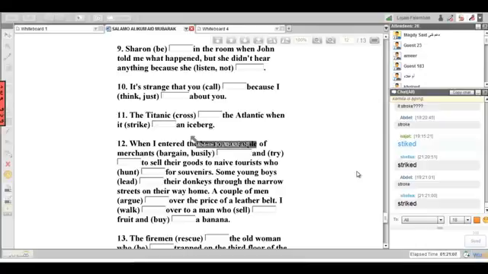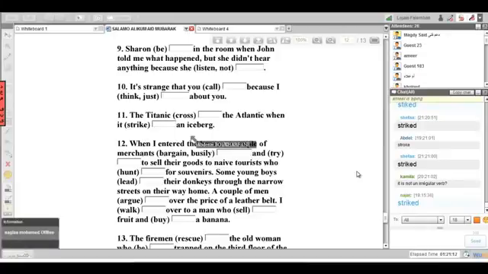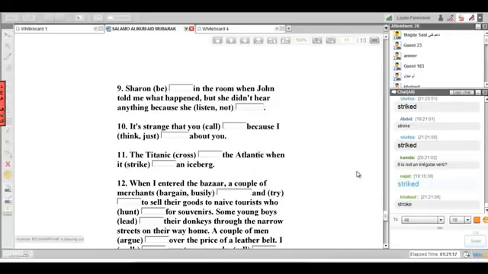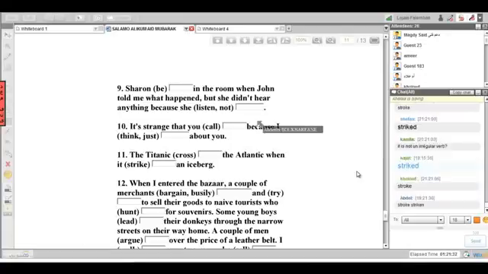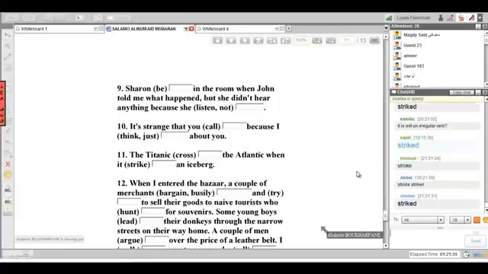Were hunting, great. Okay, some young boys lead their donkeys through the narrow streets on their way home. Yes, were leading. A couple of men argue over the price of leather belts. Were leading, great. This is it. It's right. A couple of men.